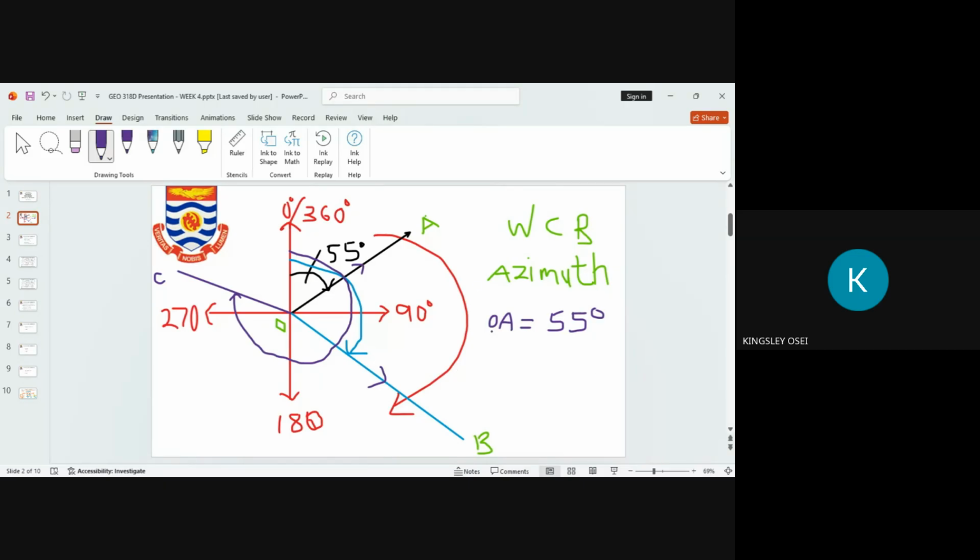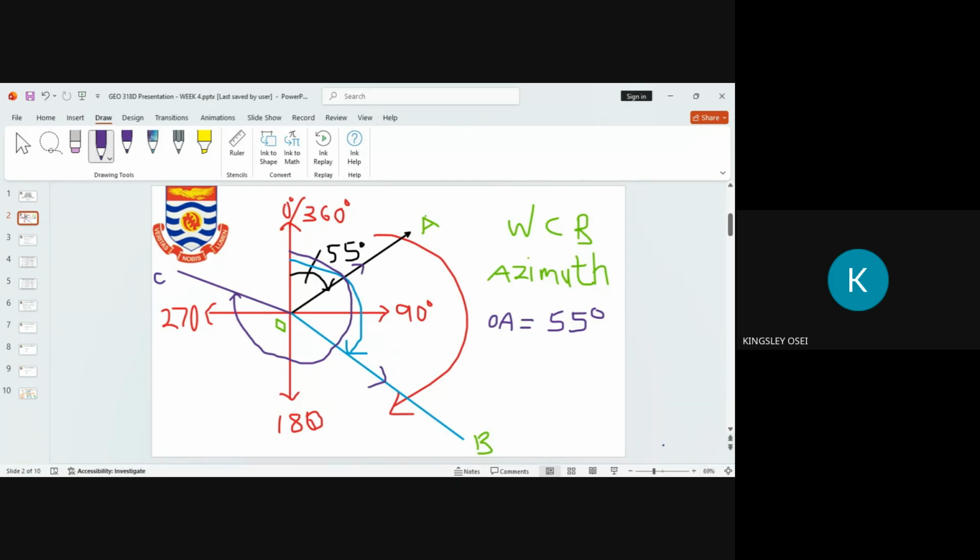Good. So OA is 55 degrees. I've not used the minutes and seconds, but the conversion I told you, keep it in your head. 60 seconds is 1 minute. 60 minutes is a degree.